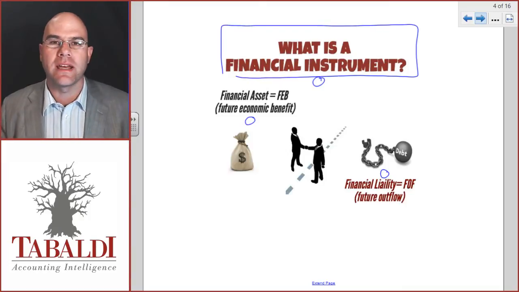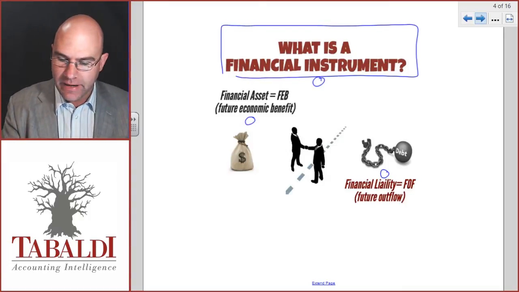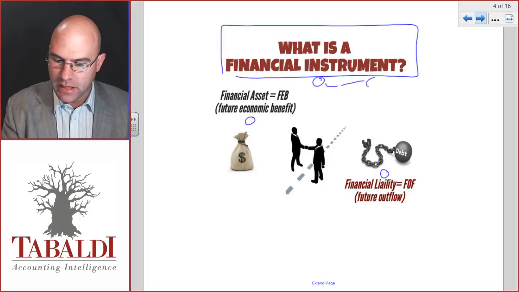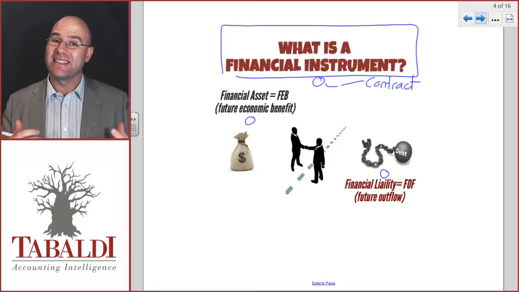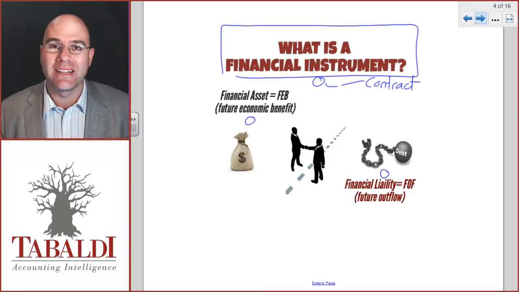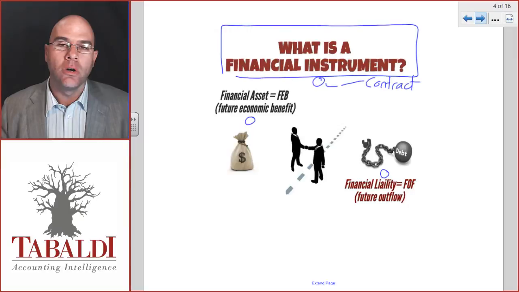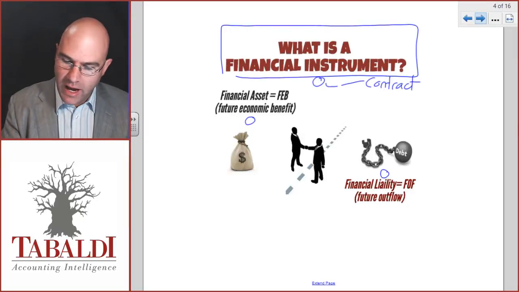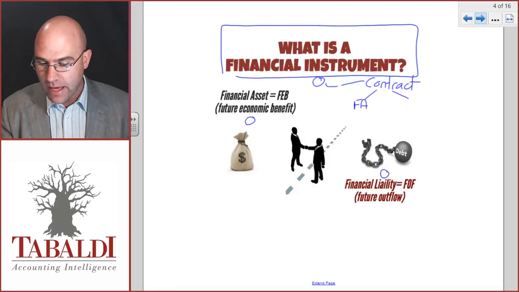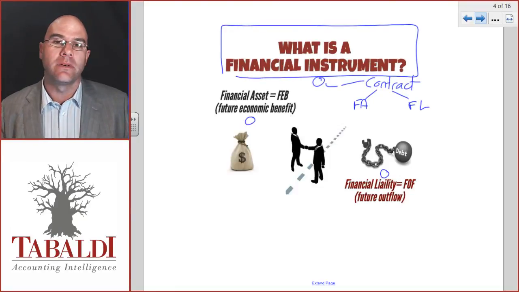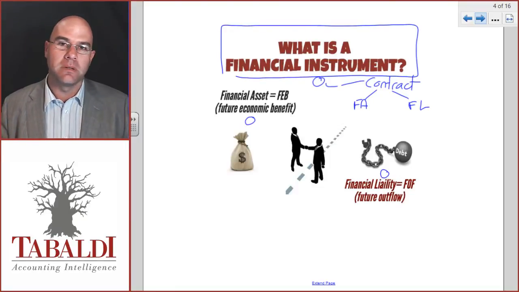So first of all, what is a financial instrument, right? A financial instrument is going to be a contract which infers an agreement, right? Usually an agreement that is legally enforceable, but an agreement nonetheless. And with that contract, it will give rise to a financial asset for one party to the contract and a financial liability for the other party. That's as simple as it is.